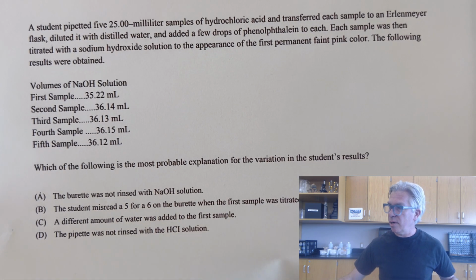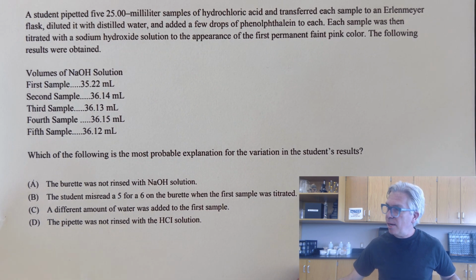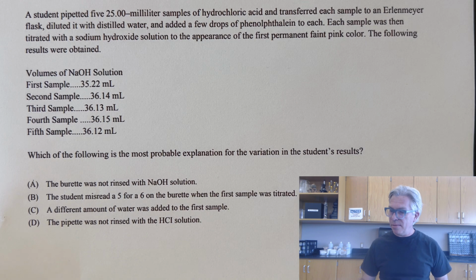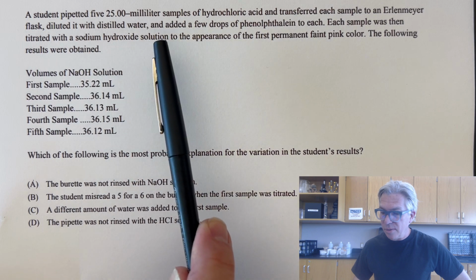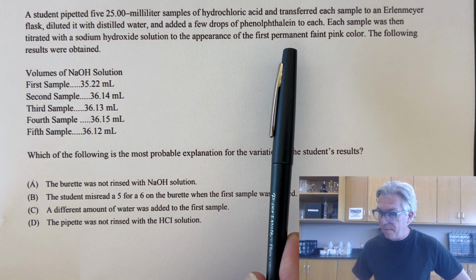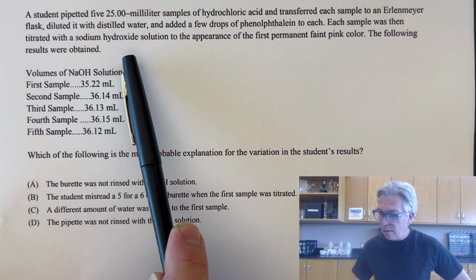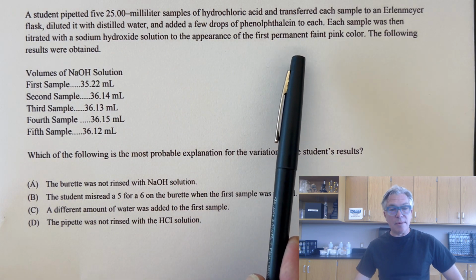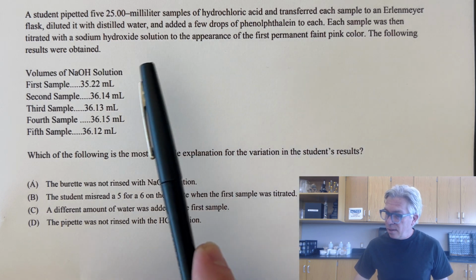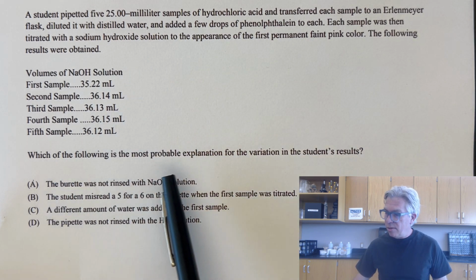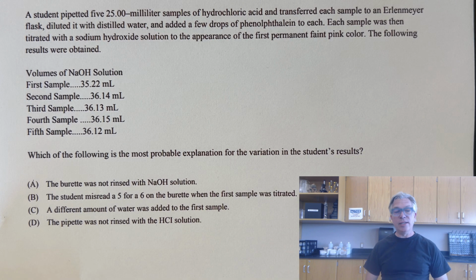All right, let's look at a couple of quick questions, starting with one that does not require a calculation. A student pipetted 25 milliliter samples of hydrochloric acid and transferred each sample to an Erlenmeyer flask, diluted it with distilled water, and added a few drops of phenolphthalein. Each sample was then titrated with the sodium hydroxide solution to the appearance of the first permanent pink color. Hopefully you've had the pleasure of working with phenolphthalein. The following results were obtained. Which of the following is the most probable explanation for the variation in the student's results?